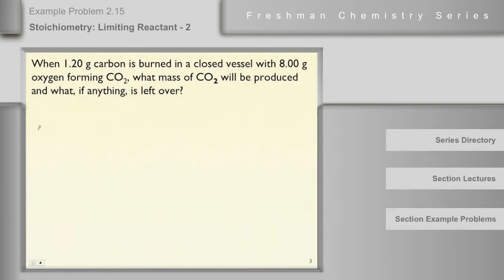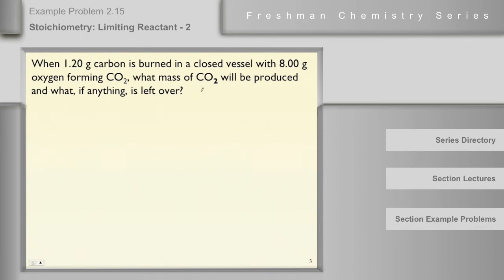When 1.2 grams of carbon is burned in a closed vessel with 8 grams of oxygen forming CO2, I'm assuming that all of the carbon is going to be consumed here. What mass of CO2 will be produced, and what, if anything, is left over?